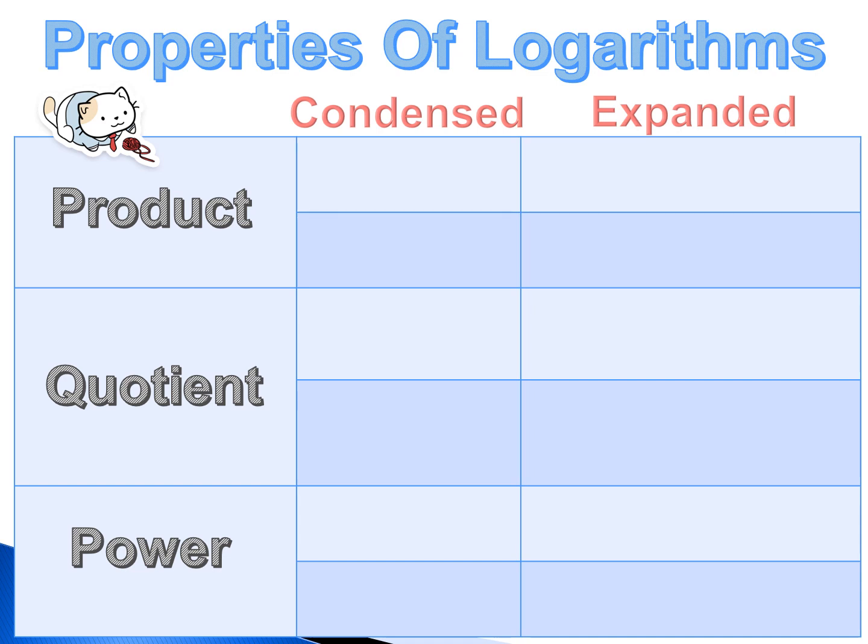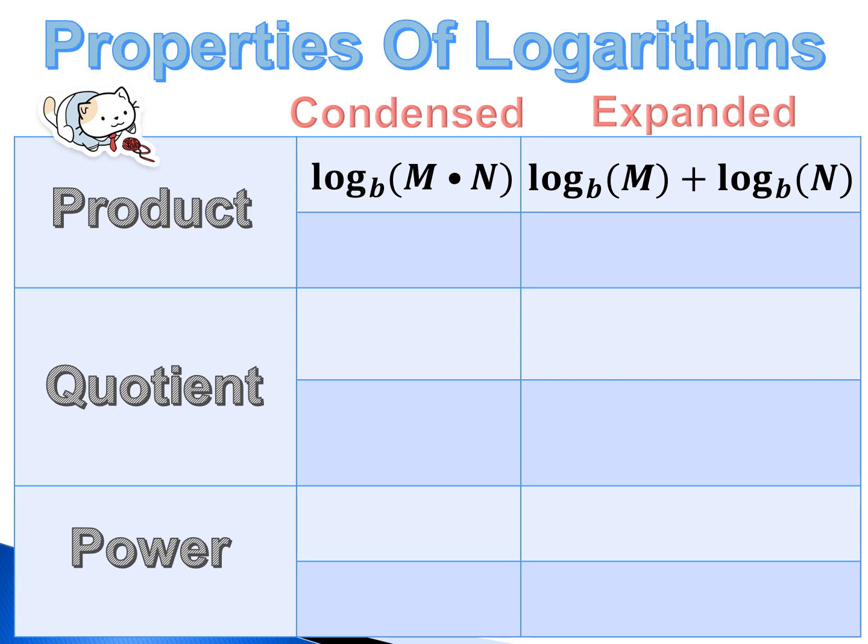So here we go. The first rule we're going to talk about is the product rule. If we have the log base b of m times n, when we expand that, that's going to expand into log base b of m plus log base b of n. Now, keep in mind, when you're condensing logarithms, they have to have the same base. So if you have a log base 3 and a log base 2, you cannot condense those into one logarithm. If I have log base b of m plus log base b of n, you can then condense those back into log base b of m times n.